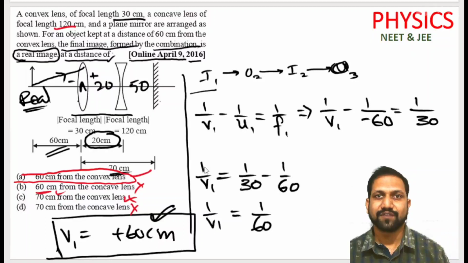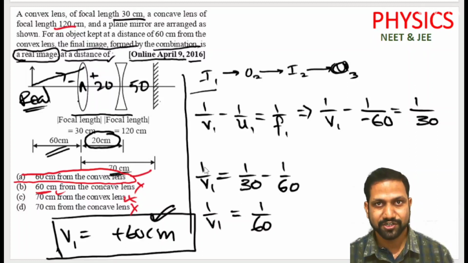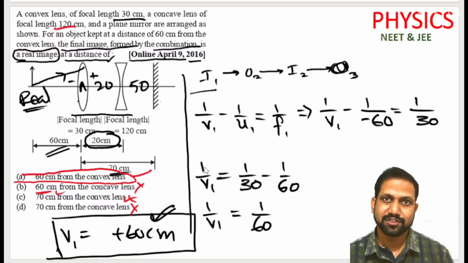Remember, in case of refraction, the real image distance is positive, virtual image distance is negative. In case of reflection, the real image distance is negative, virtual image distance is positive. Don't get confused.